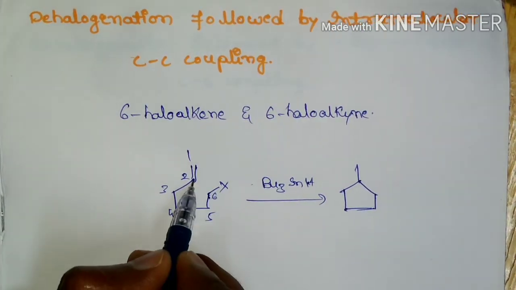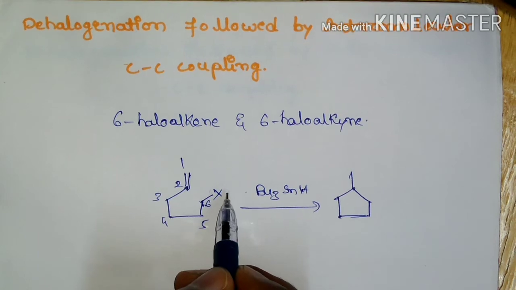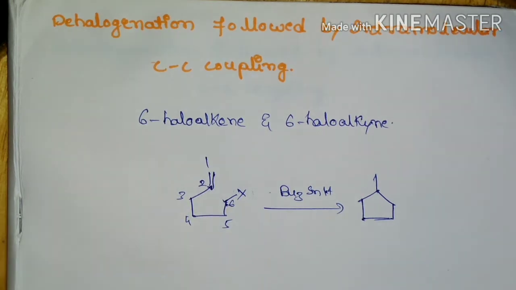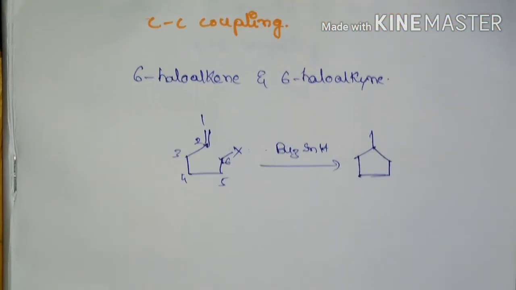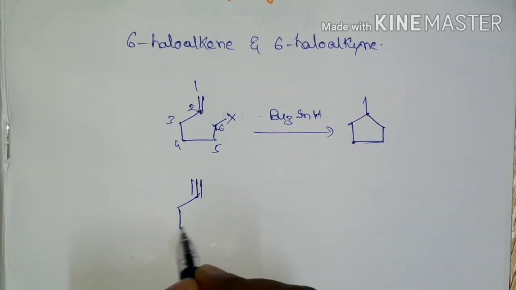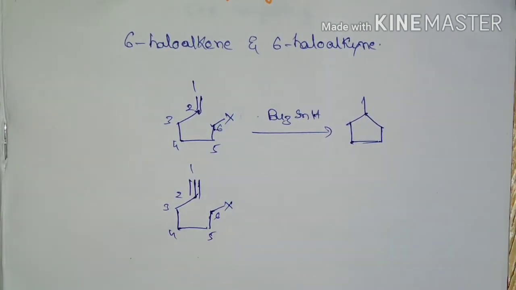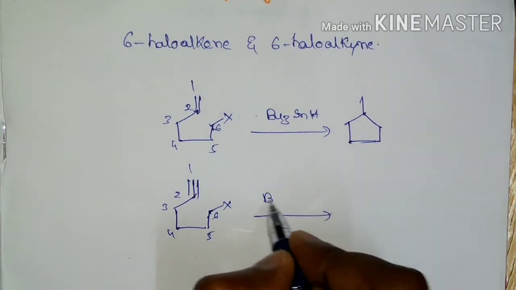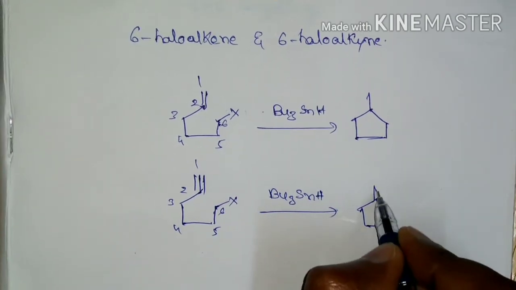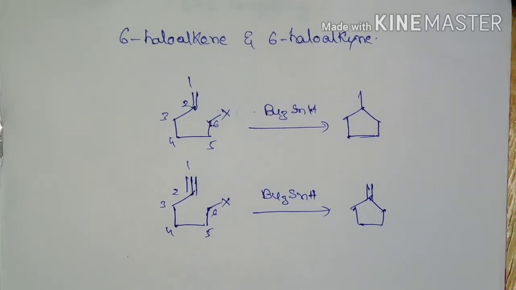That is, there is CC coupling. So this halogen has been removed, that is dehalogenation, and carbon-carbon bond formation has taken place. The same case with 1, 2, 3, 4, 5, 6, a 6-halo alkyne. Here also we are going to end up with a 5-membered ring system. So I will write the mechanism.